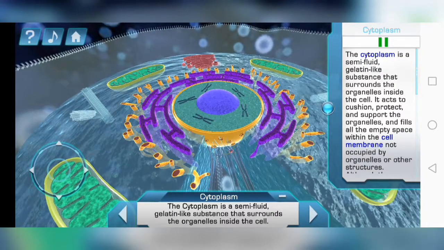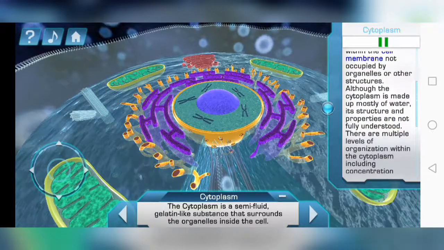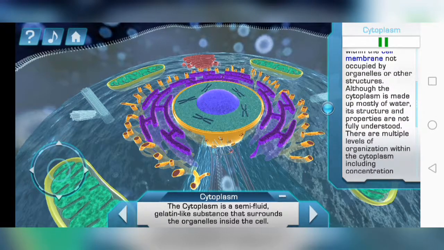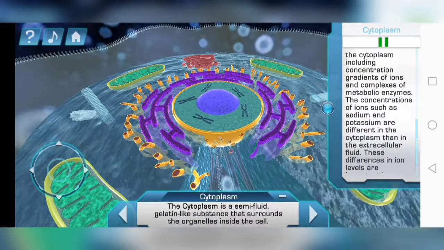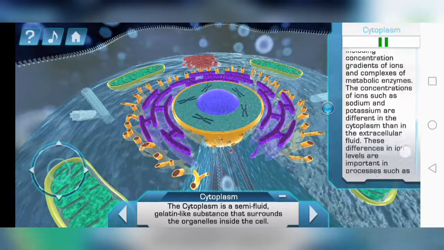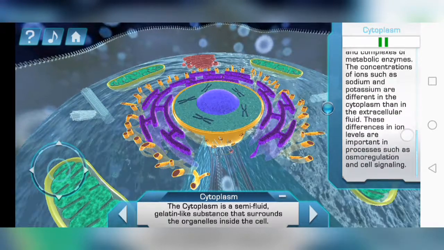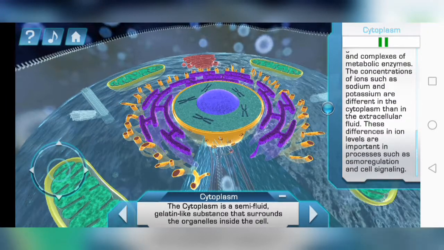There are multiple levels of organization within the cytoplasm, including concentration gradients of ions and complexes of metabolic enzymes. The concentrations of ions such as sodium and potassium are different in the cytoplasm than in the extracellular fluid. These differences in ion levels are important in processes such as osmoregulation and cell signaling.